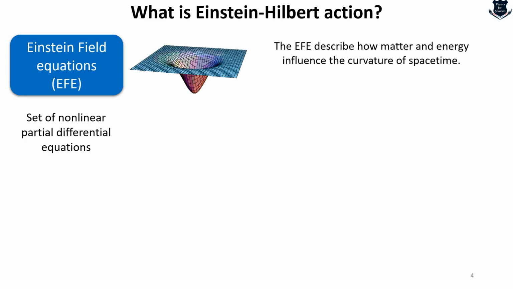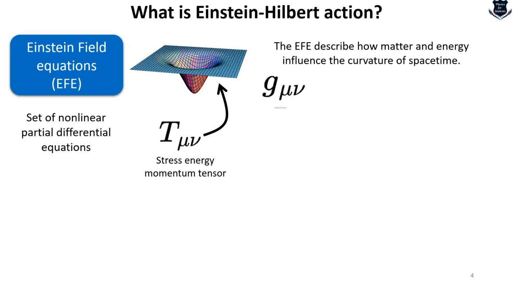The EFE, or Einstein field equation, describes how matter and energy influence the curvature of space-time. And the tensor which is responsible for creating the curvature is what? The stress-energy-momentum tensor. So we can say that the stress-energy-momentum tensor, given by T mu nu, causes the curvature. On the other hand, the basic fundamental metric tensor, denoted by g mu nu, contains all the information about the geometry of space-time.